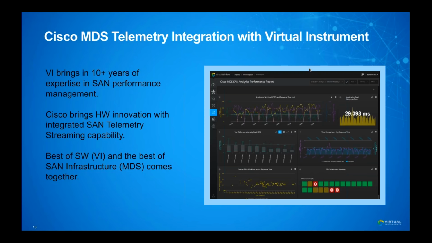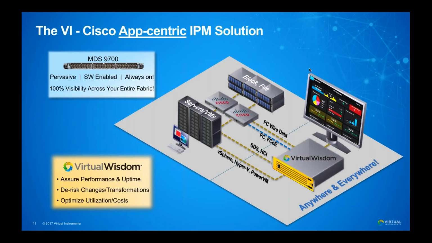So, as customers leverage that 32 gig module, whether they're instrumenting at the storage edge and just upgrading that connectivity, or they're deploying at their ISLs, what do we do with that data? Just a quick reminder of VI and Cisco together. We're now looking at the Cisco MDS line between the servers and the storage. Virtual Wisdom combines that wire data with the data we're getting from the management interface on the MDS line, the health and utilization data, in this case for both FC and FCoE.